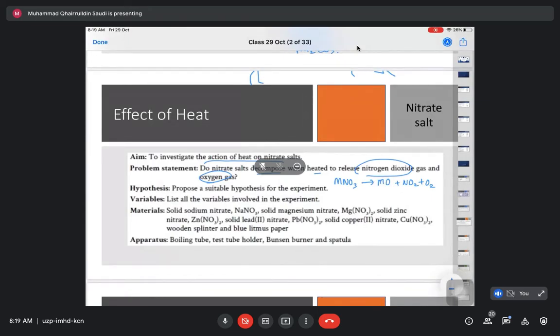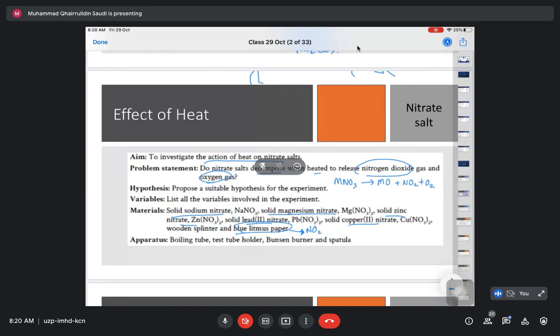Okay, so dia guna solid sodium nitrate, solid magnesium nitrate, zinc nitrate, lead nitrate, copper nitrate, okay, dan seterusnya. Dan dia guna juga blue litmus paper sebab dia nak test for blue litmus paper. Kita nak test gas apa? Acid. Gas apa yang kita nak test? Nitrogen dioxide. Yes, nitrogen dioxide. Okay, ingat lagi tak tadi atas tadi nitrogen dioxide. Kita nak test for nitrogen dioxide gas, kita guna blue litmus paper.